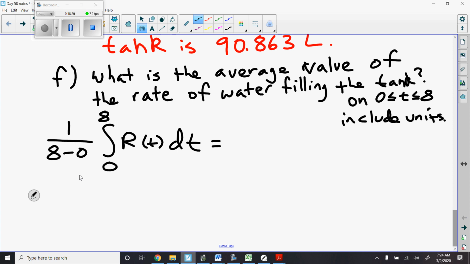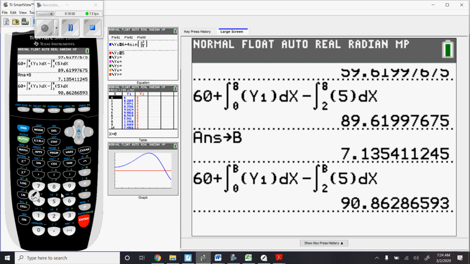Now, anytime you do an average value equation, right, we have this fraction out front, integral 0 to 8 of R of T dt. Anytime we see this setup, right, the units are going to be in whatever units R of T is in. R of T, I know from the problem, is in liters per hour. So my answer is going to be in liters per hour. And I can just type this in. I can do 1 divided by 8.